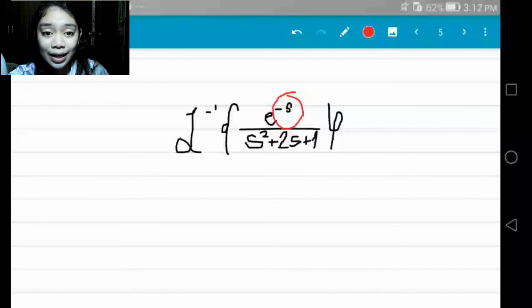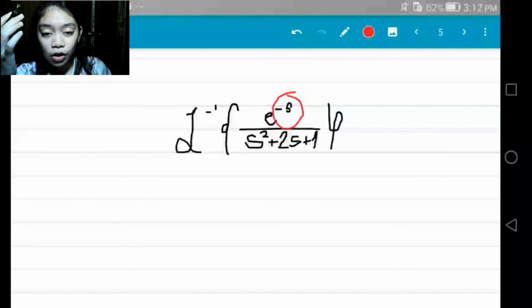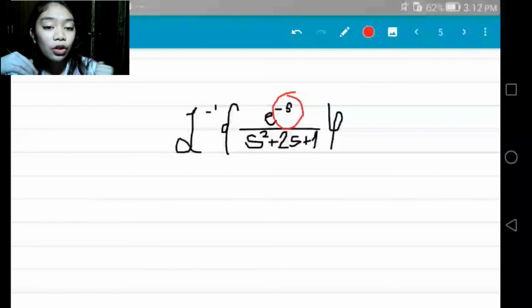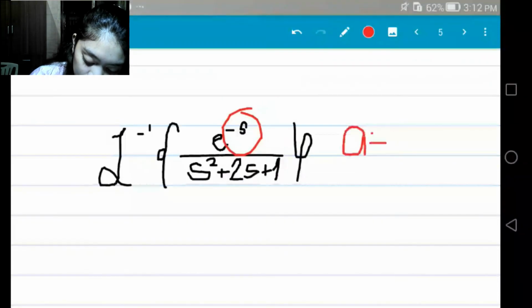Now, we need to find a. What is a again? A is the negation of the numerical coefficient of the exponent of e. The numerical coefficient here is negative 1. Then, the negation of negative 1 is simply 1. So, our a now here is equal to 1.